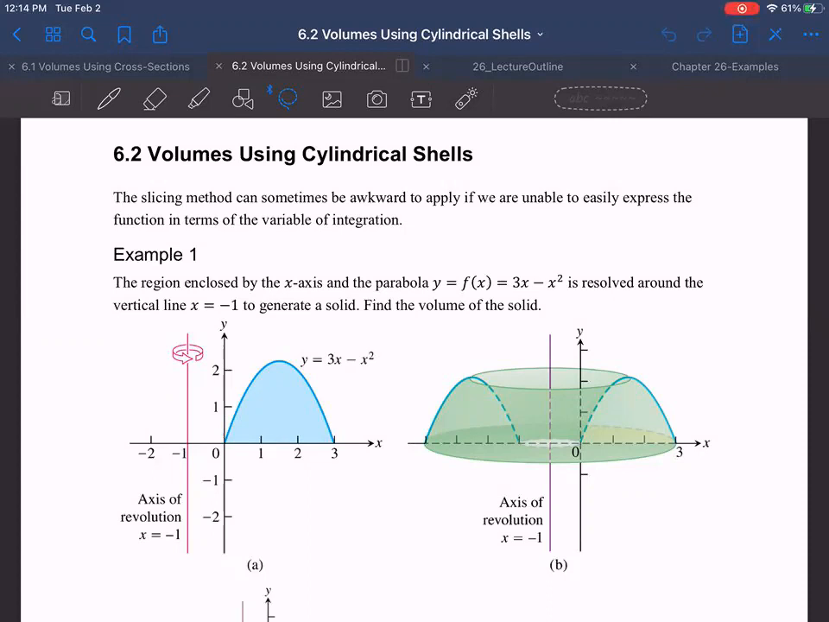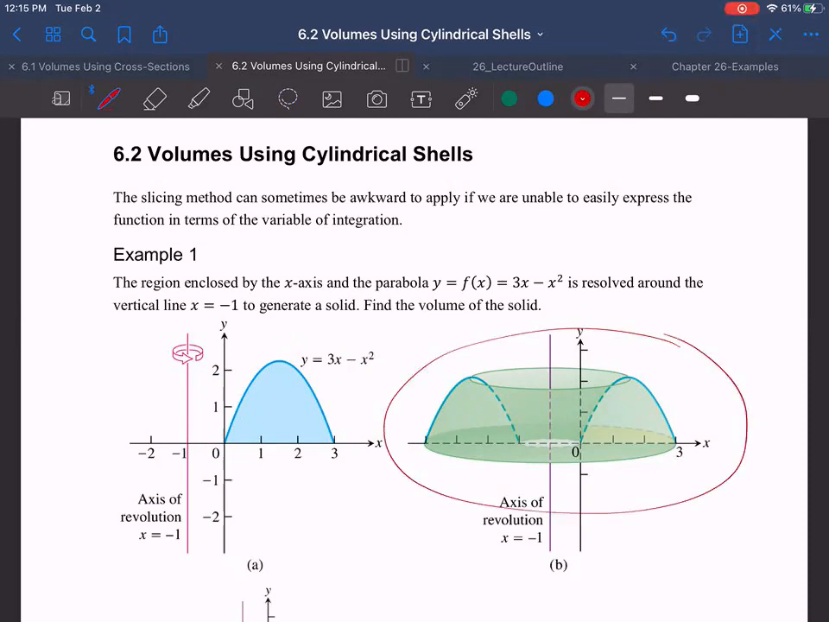So looking at this, we're going to do an example here with an axis of revolution at x = -1, and we're going to revolve the region under y = 3x - x². You can see that function right there. All right, so let's go ahead and do that. Our axis of revolution is going to be back here at -1. And right here, you can see the shape that it's going to revolve into.